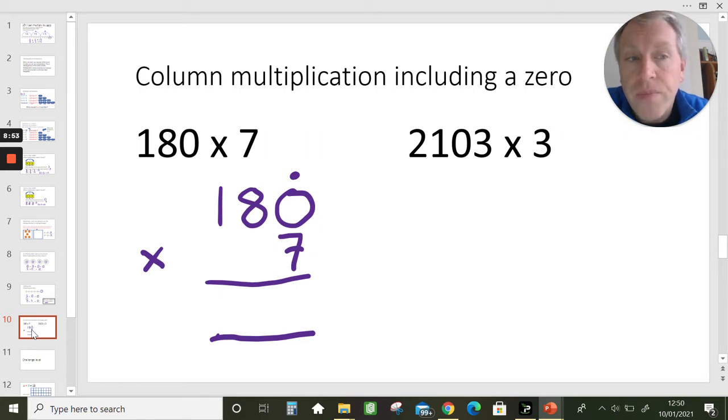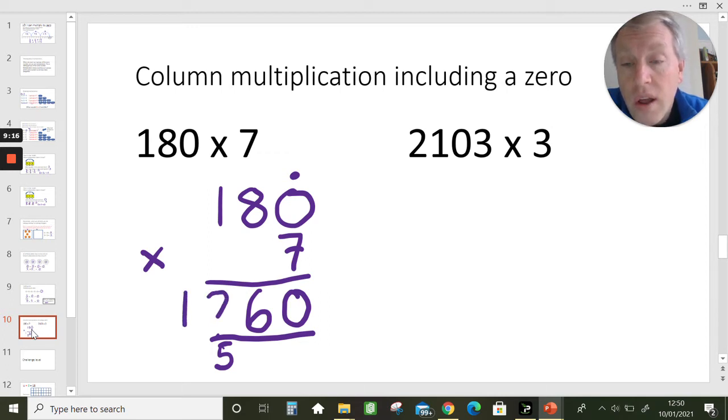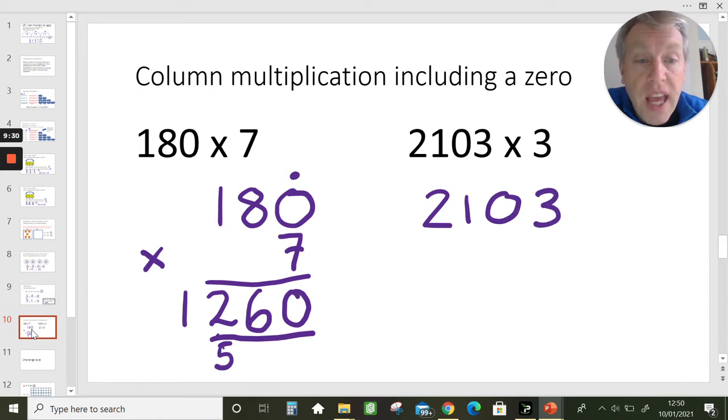0 times 7, what's that going to be? Well, it's got to be 0, hasn't it? That's what we said. No groups of 7. 8 times 7 is 56. 1 times 7 is 7. 7 add 5 is 12. That's good. Don't forget what we're learning: just revising our column multiplication and seeing how we can work with 0.